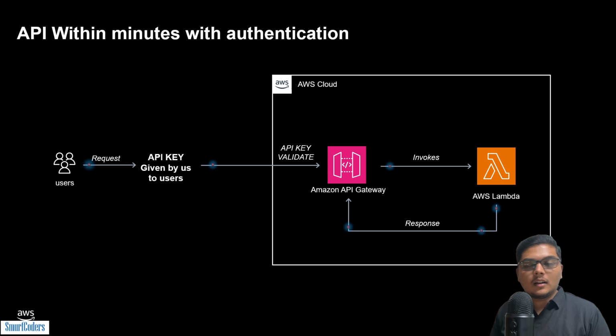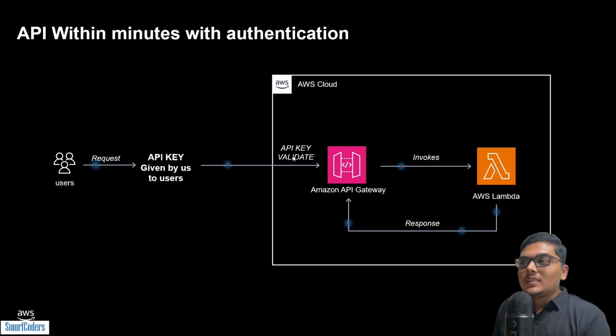On the screen you can see a basic architecture of what we are going to do. Suppose there is a request to our URL. It has to be with the API key that will be provided by us, that is the creators of the API, right? So the key will be generated by AWS, or you can also generate your custom key.